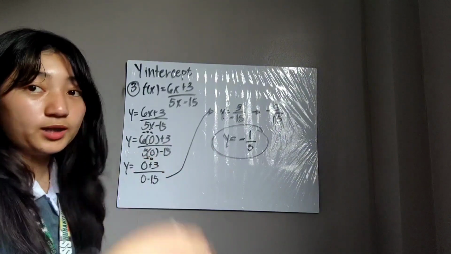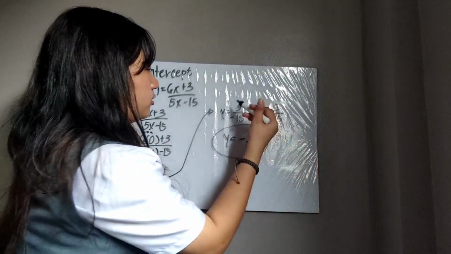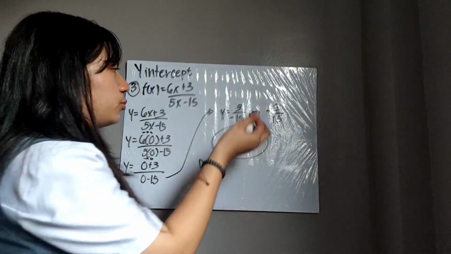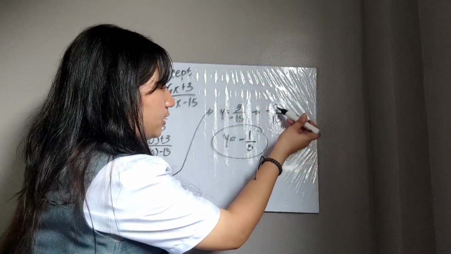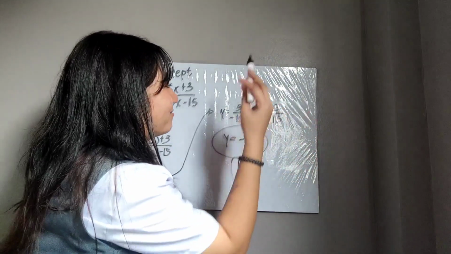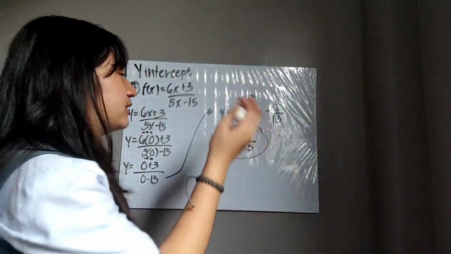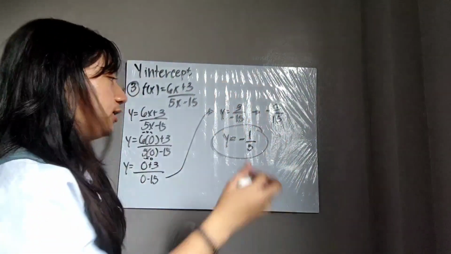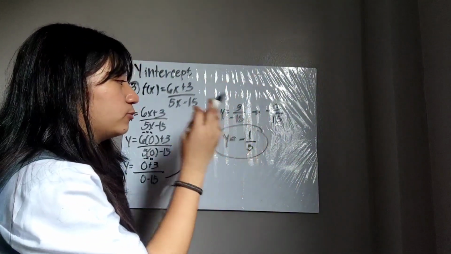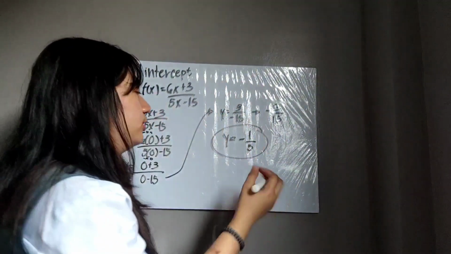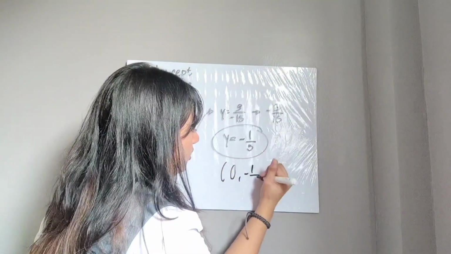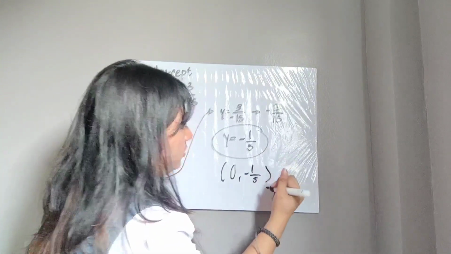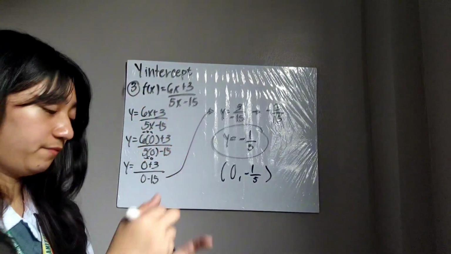Pag minus o plus, ganun pa rin yung sagot, which is yung 3 over negative 15. So, pag sinimplify, dahil bawal ang negative sa fraction, is negative 3 over 15. And pag sinimplify by using calculator, is y is equal to negative 1/5. So, pag in-order pair natin siya is 0, negative 1/5.